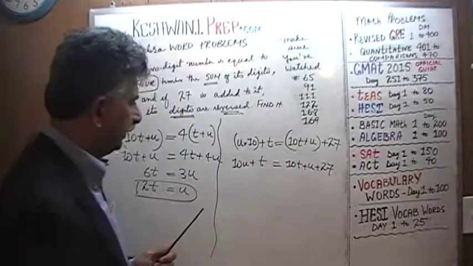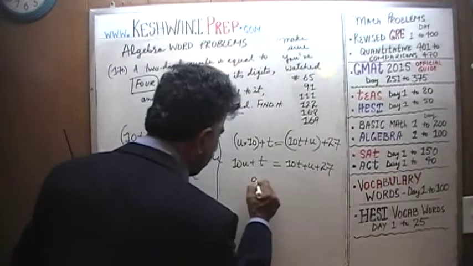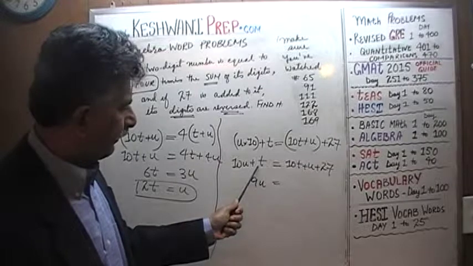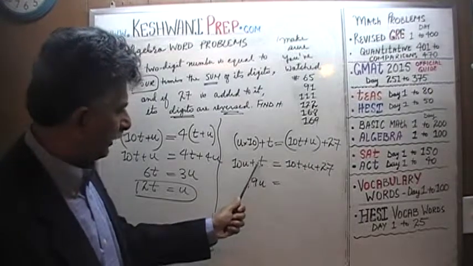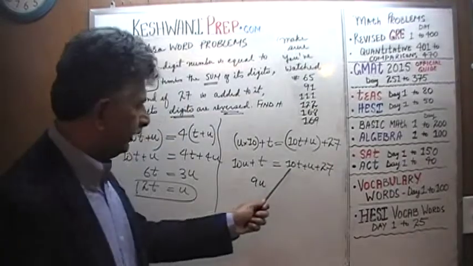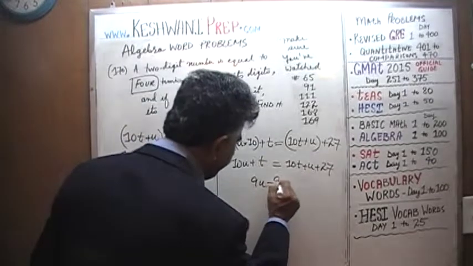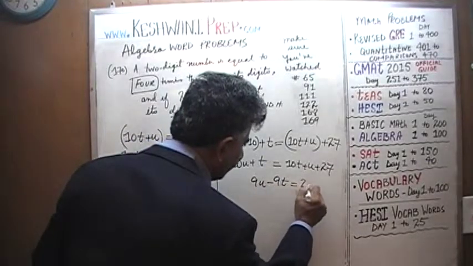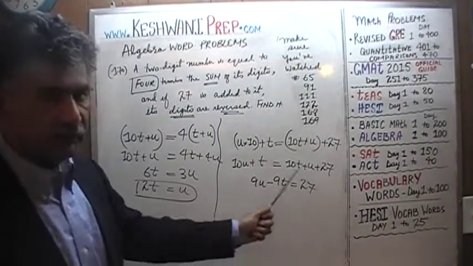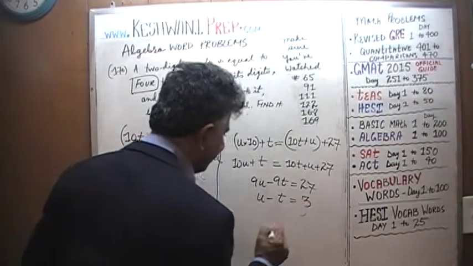Bring the U to this side. 10U minus U is going to be 9U. Bring the 10T over here as well. Bring everything on this side. So bring 10T over here, so T minus 10T will give us negative 9T, equals 27. Since it's 27 and 9U and 9T, let's divide the entire equation by 9, and we end up with U minus T equals 3.